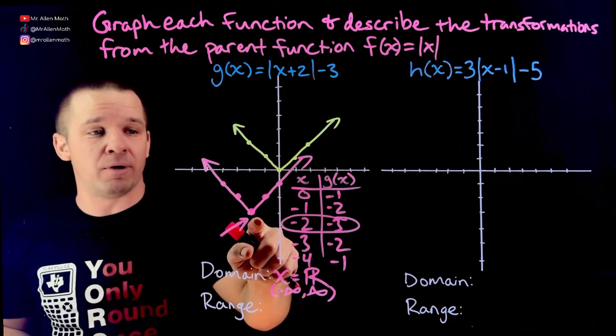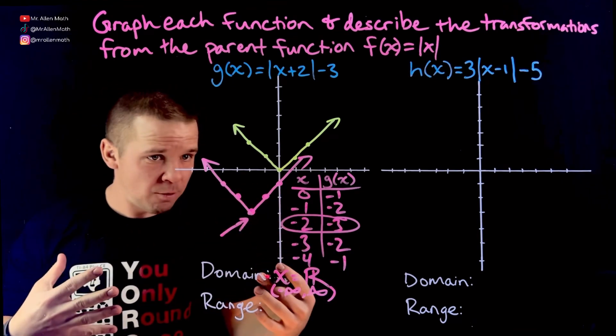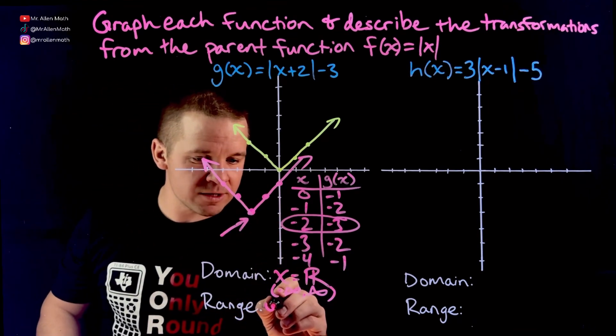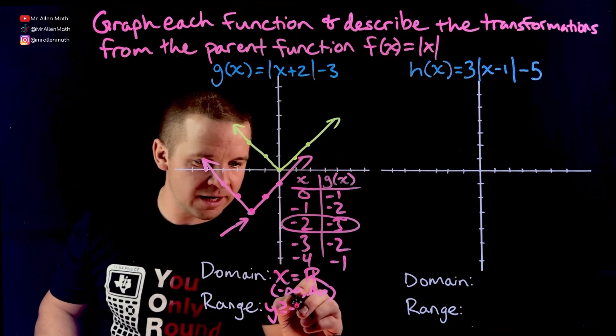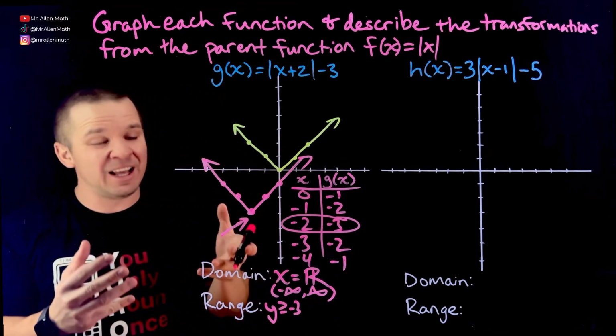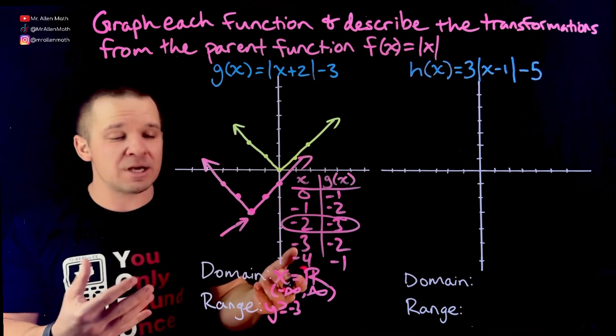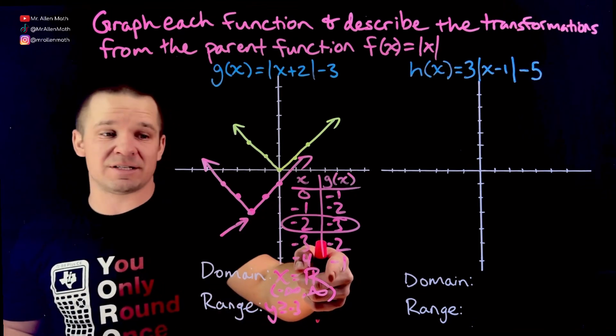Yes, it does have a low point, which is -3. So you've got a couple ways you could write this. One way is y is greater than or equal to -3. I think that's the clearest way, probably the easiest for most. That would be the same kind of notation as this top one here.